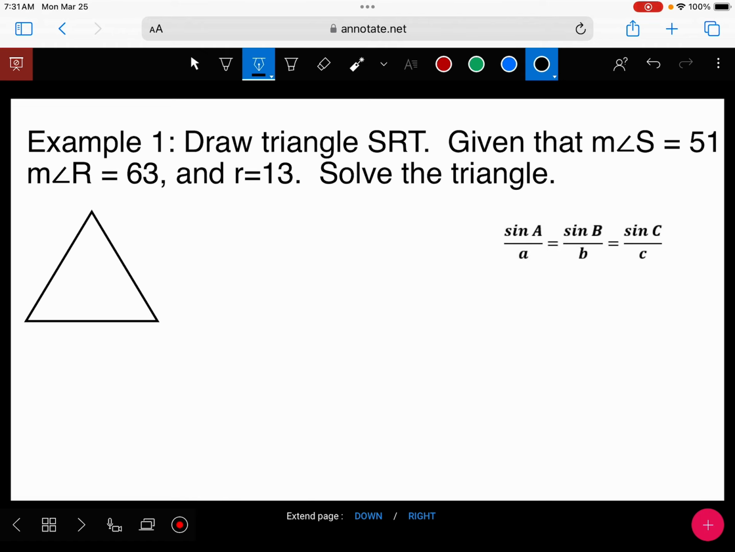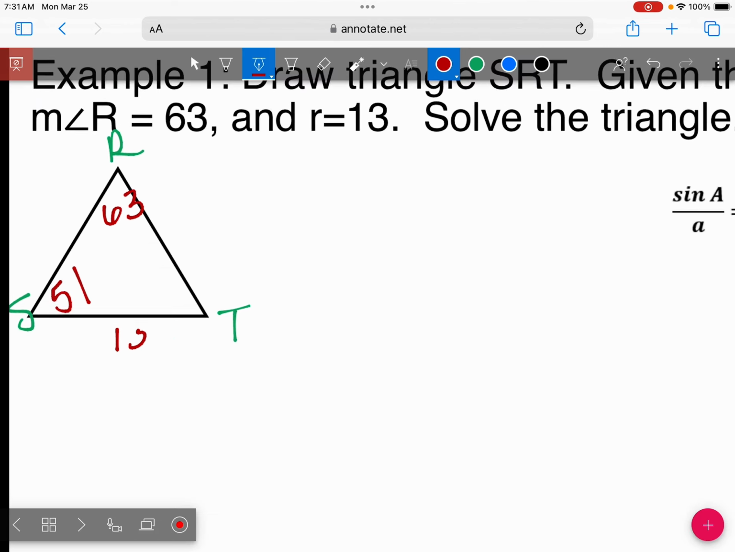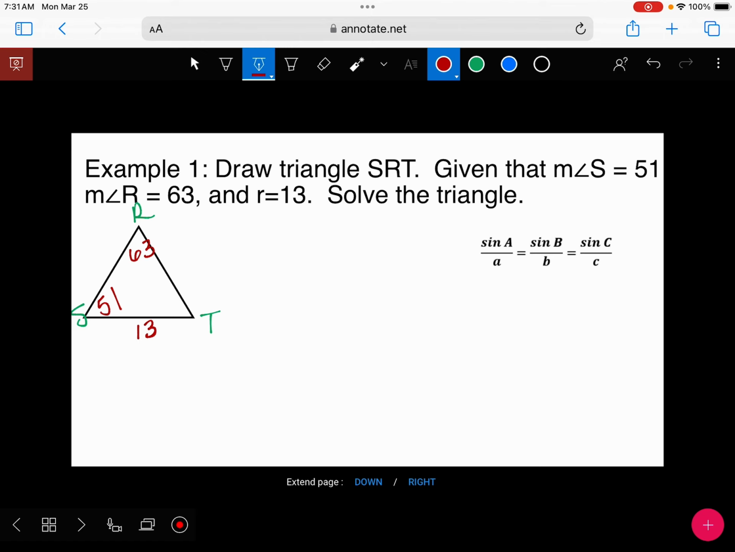Okay, so go ahead and draw out your triangle, and we'll talk about it. The main thing about law of sines is you have to have a pair: one side and one angle. So we're going to draw a triangle SRT. We know angle S is 51. Remember, angles go inside. We know angle R is 63. And I know that little r is 13, and little r has to be opposite big R. I'll give you a minute to draw your triangle out.